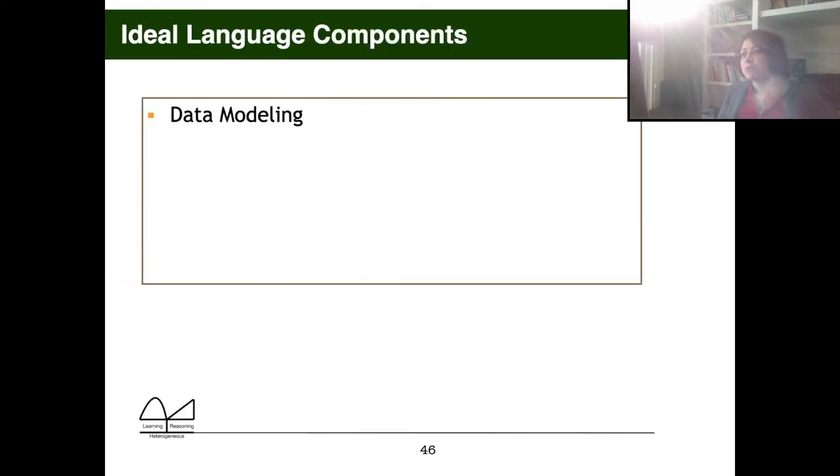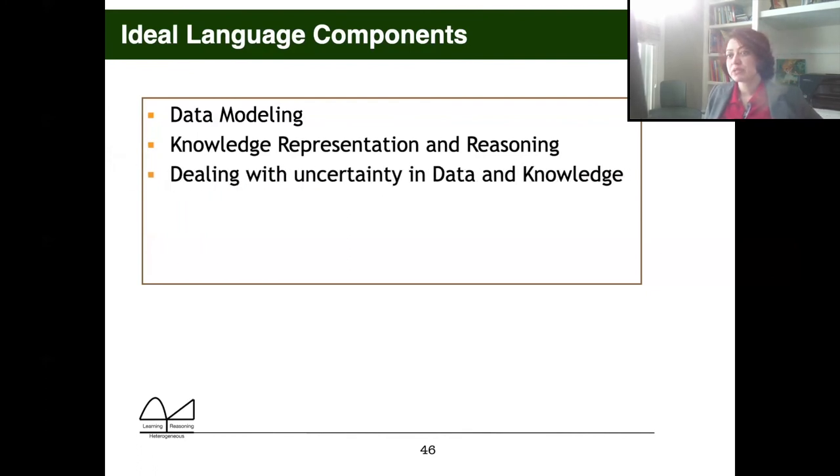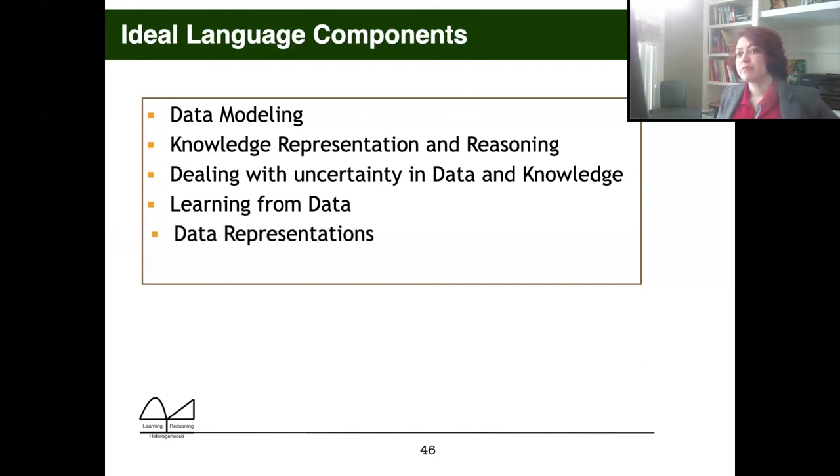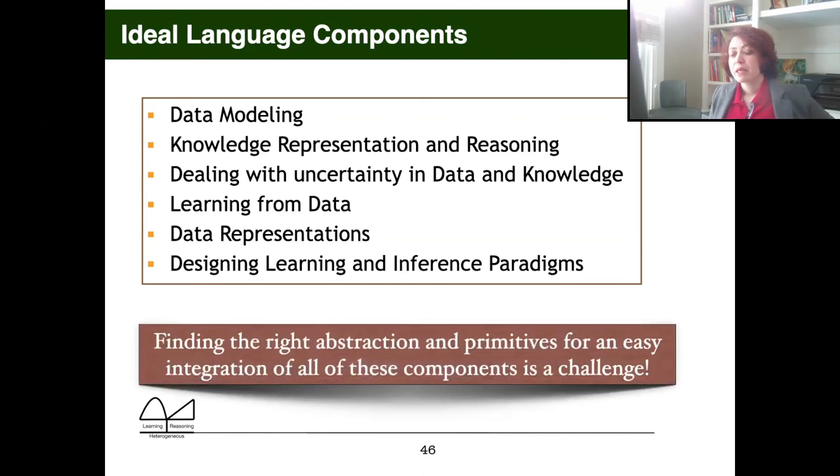So the ideal components of such a language: we are talking about structure, we need data modeling, we need knowledge representation and reasoning, dealing with uncertainty in the data, learning from the data, and of course exploiting data representations, and then we need to be able to design different learning and inference paradigms. So finding the right abstraction and primitives that integrate all these components is a challenge.